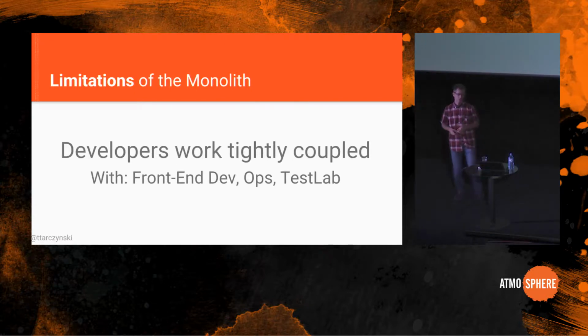Another issue was the coupling of work. There were something like 20 developers working on different features, but if they needed to deploy something new, they needed very exact planning and to schedule things with other teams. So they needed to check with front-end developers, with operations, with the test lab. It all needed to be planned carefully.